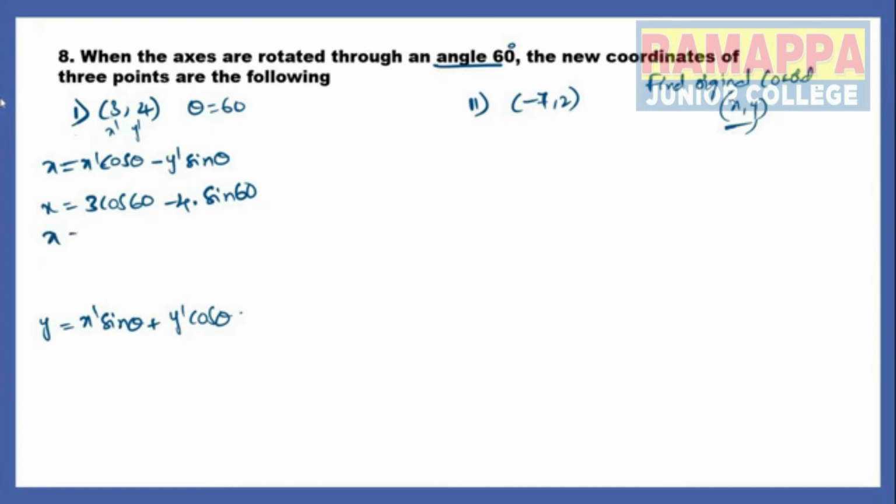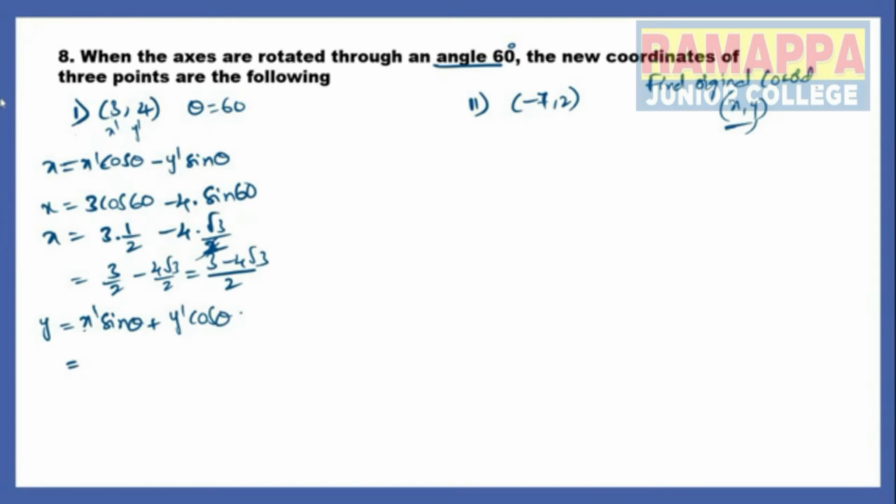So in this x is equal to 3 into cos 60, which is 1 by 2, minus 4 into sin 60, root 3 by 2. So 3 by 2 minus 4 root 3 by 2. Taking the LCM 2, 3 minus 4 root 3 is the answer here.